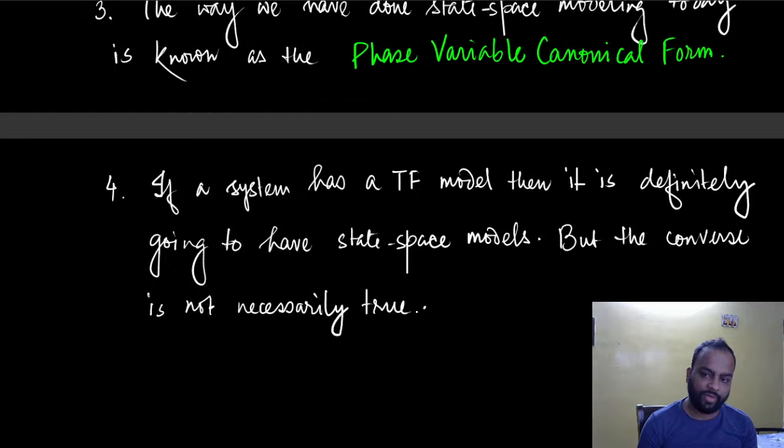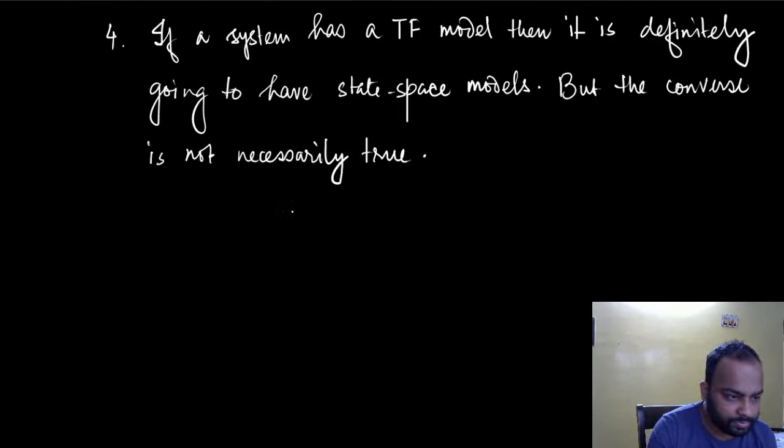So if I have a state space model, it doesn't necessarily mean that I would have a transfer function model. But for our purpose, since we are assuming that the systems are linear and time invariant, having the thing is reversible for our purpose.